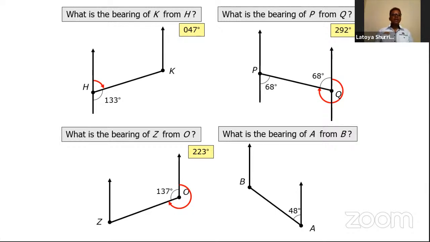All right, and finally, what is the bearing of A from B? Again, where are you starting? Where are you going? What information can you use to help you? Are we looking at alternate angles? Are we looking at a complete turn to help us? What are we using to help us?